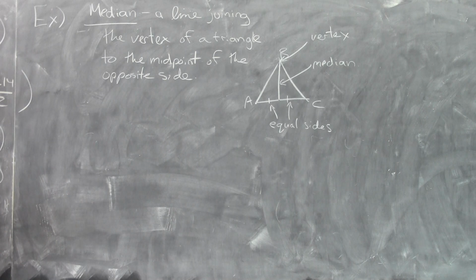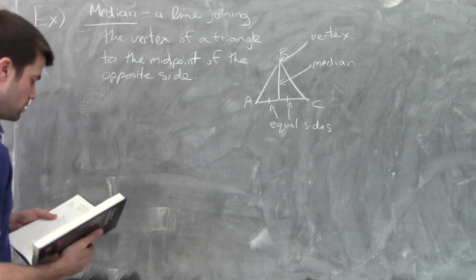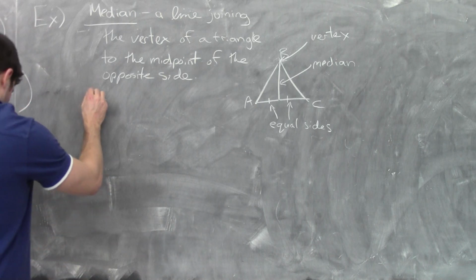So example 2 says, determine an equation for the median from vertex C for the triangle with vertices C, A, and B. And it gives us the coordinate points of each one of those points. So we're going to roughly draw this triangle.